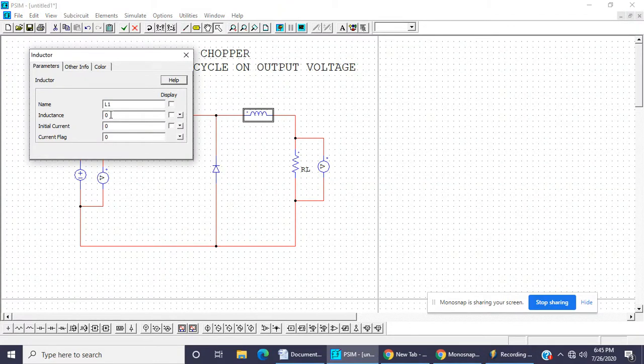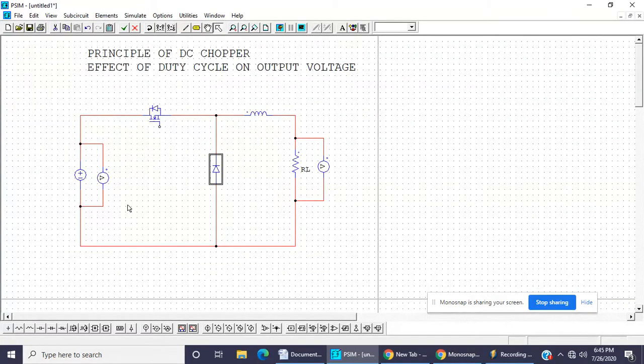Let value of inductance is 0.5 millihenry. So for millihenry, small m is used. This is flywheel diode placed across the load. Now for the gate pulse, place this one. Okay.